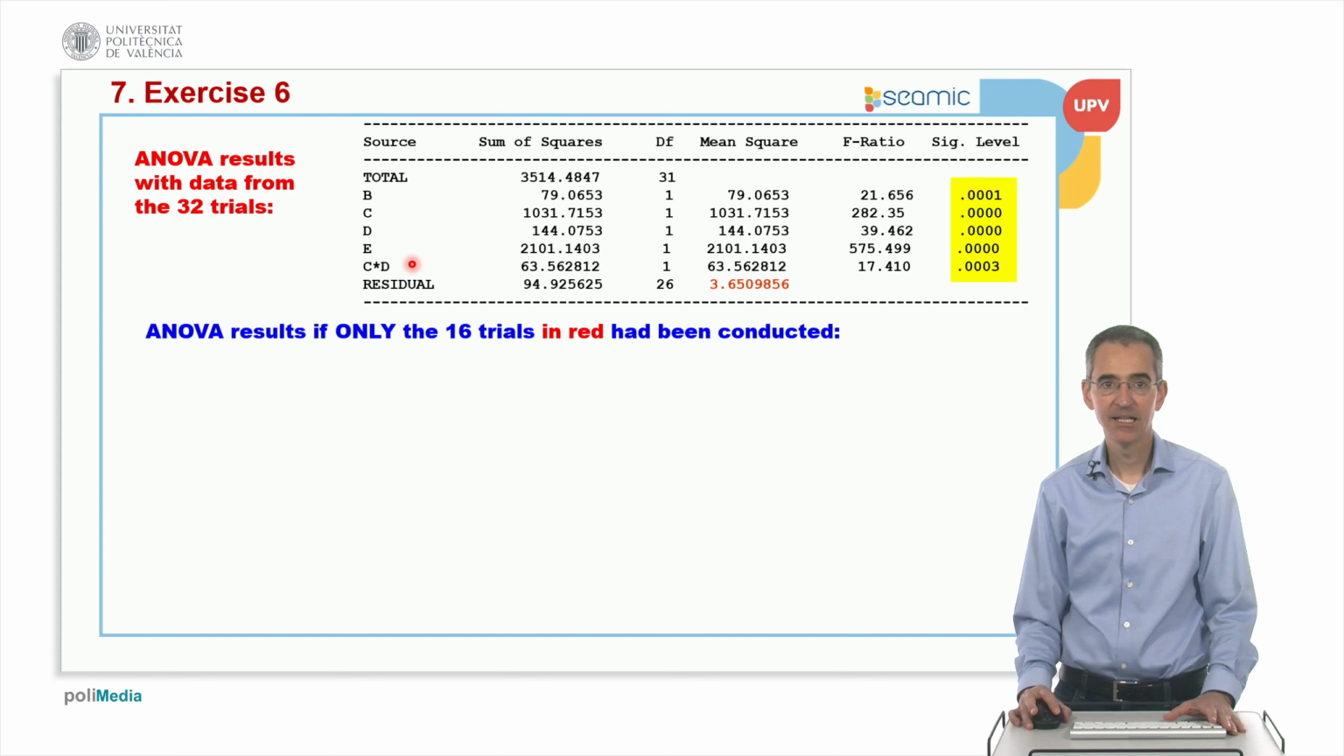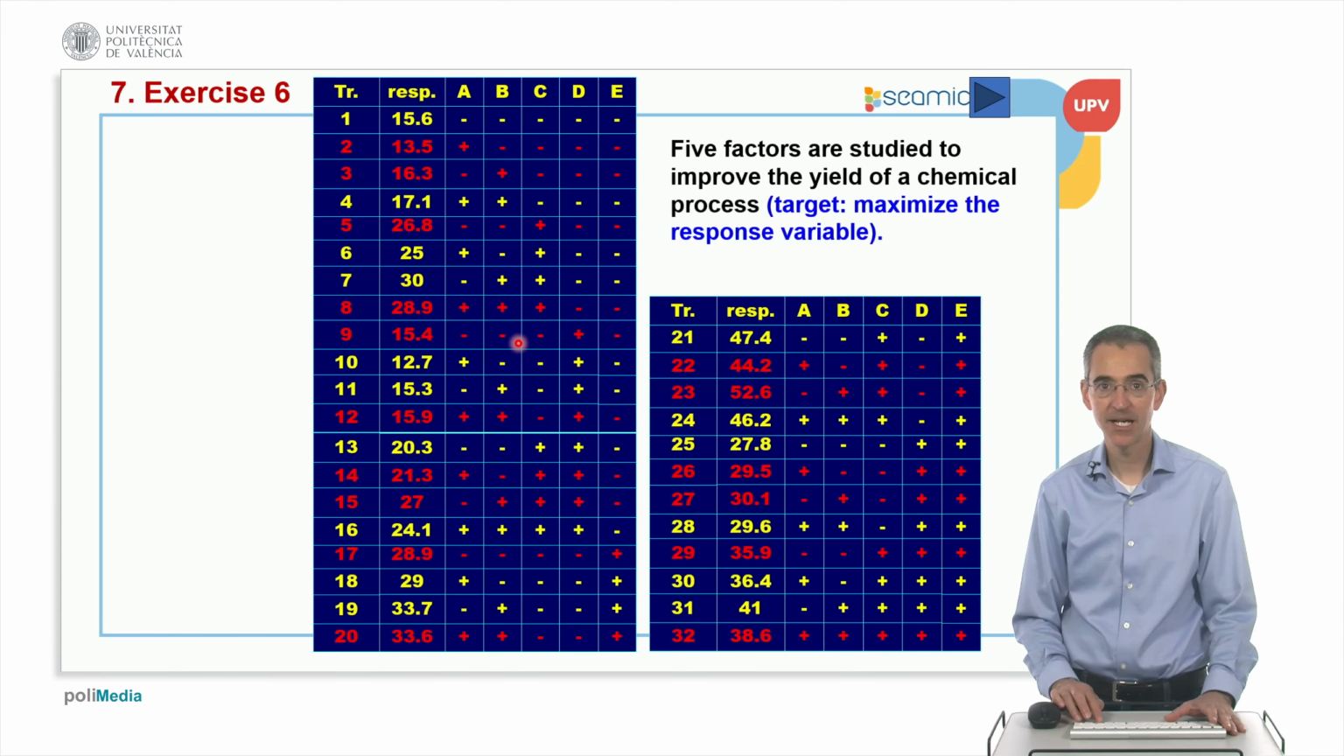Okay, what would happen if we had only performed 50% of the trials? Based on the previous slide, which is here, now what I'm going to do is to select only those values which are in red. This is a fractional factorial design where we carry out just 50% of the trials. How are these values selected? What is the criterion to select these values in red?